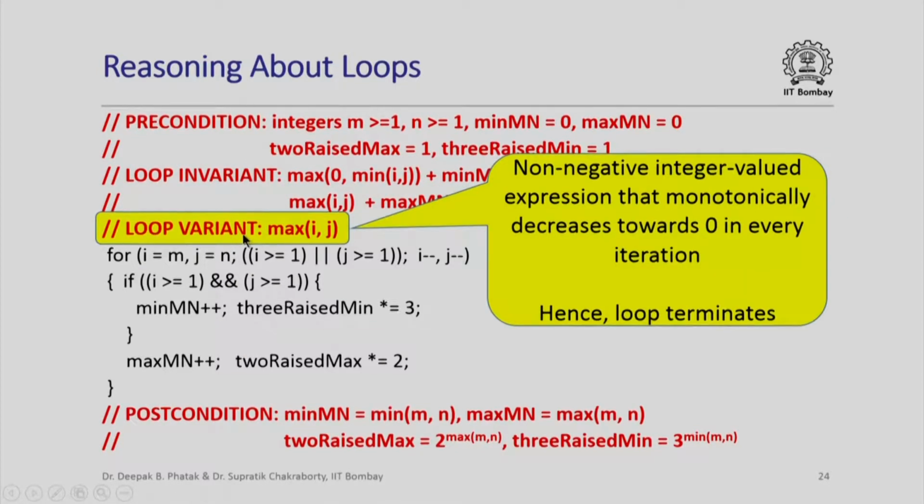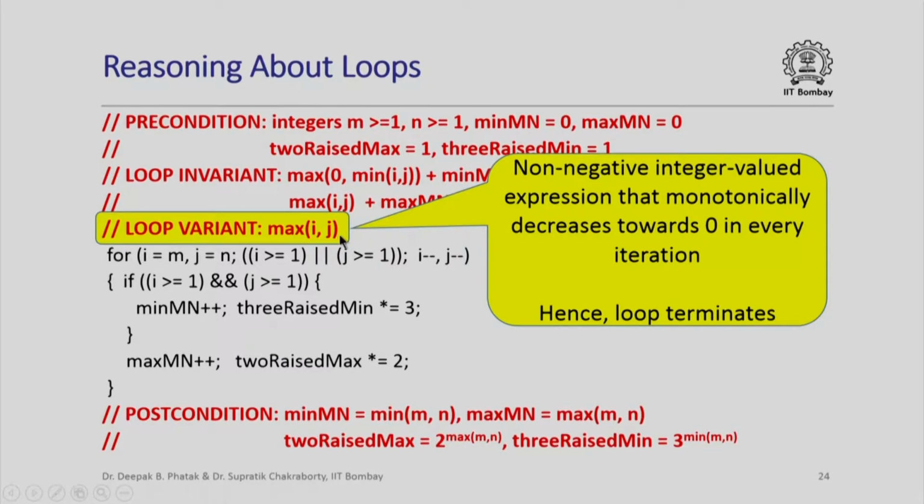What is the loop variant in our case? Remember, it has to be an integer valued metric that monotonically changes towards a fixed value. So in this case we have a non-negative integer valued metric, which is max of ij, that monotonically decreases towards 0 in every iteration. So since in every iteration this is monotonically decreasing towards 0, it must reach 0 at some point, and at that point the loop terminates. So this is the loop variant.